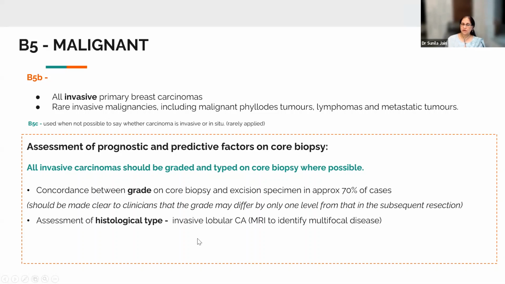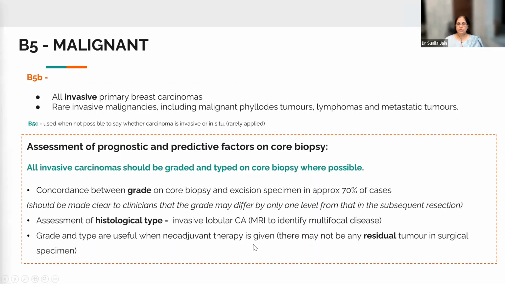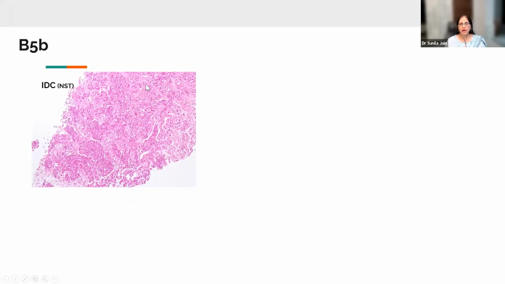Assessment of histological type is very important because invasive carcinoma, if they are undergoing breast conservative surgery, have to undergo MRI. Grade and type are also useful when neoadjuvant therapy has to be given, because after treatment, they may not have any residual tumor in the specimen. So everything is based on this core biopsy. This is a core biopsy showing IDC.